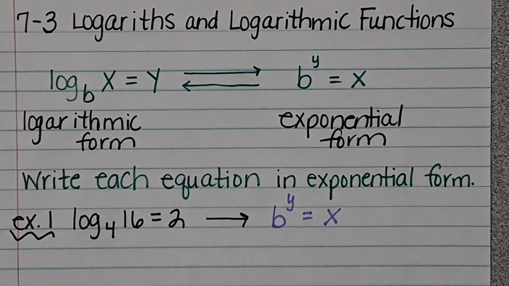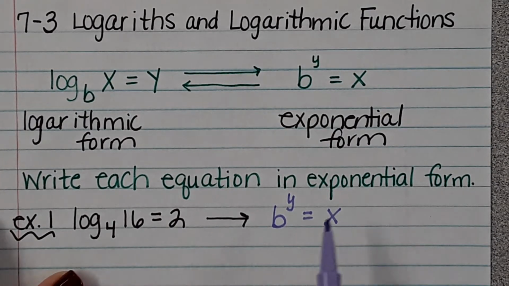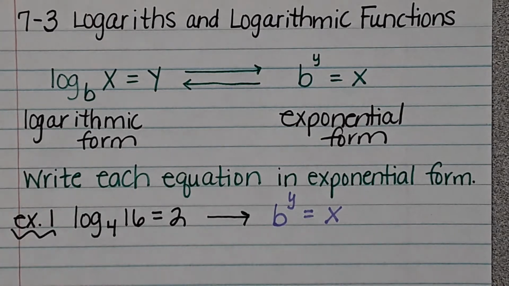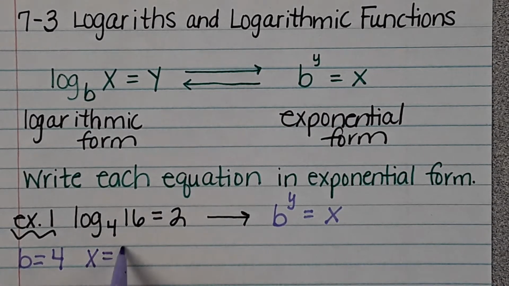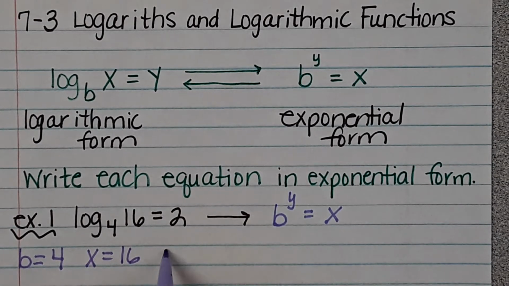Okay, so when you go to do these problems, this is logarithmic form. We're going to write in exponential form. So we're going to take the numbers and we're going to decide what our b is. So remember, b is always the subscript number down at the bottom by log. So our b is 4. Our x is 16 because our x is always there. And then our y is what it equals.